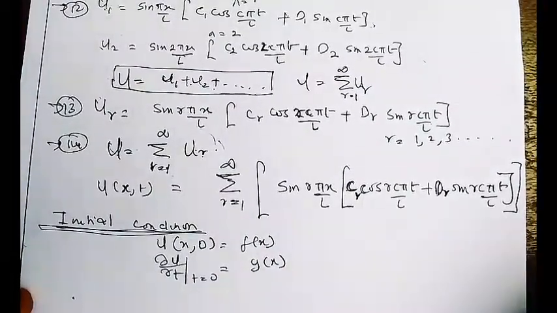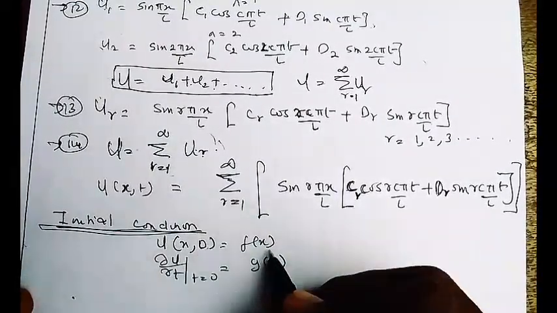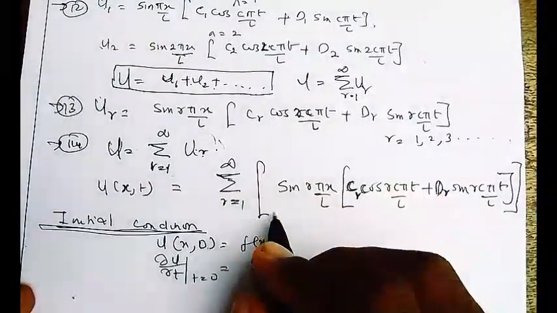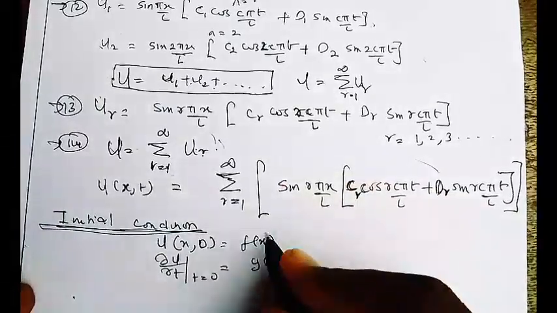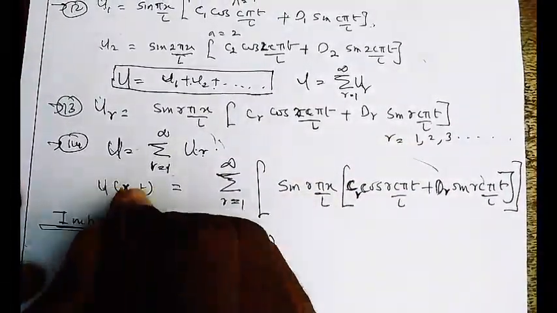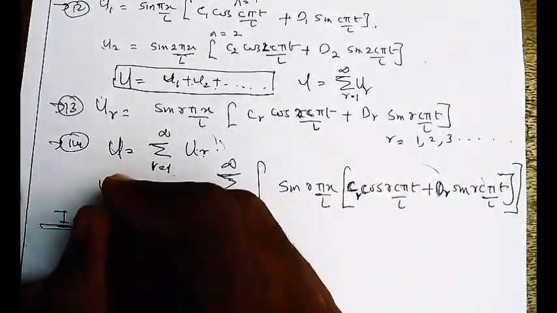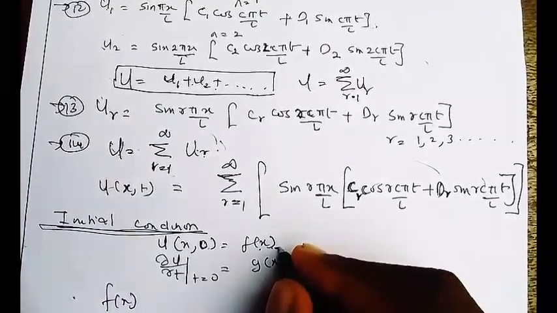So now I'm going to apply my boundary condition, in which we said when t is equal to 0, you have f(x). Putting t equal to 0, u(x, 0) will now be equal to f(x). When I put t equal to 0 here, this becomes f(x), just like the condition says.